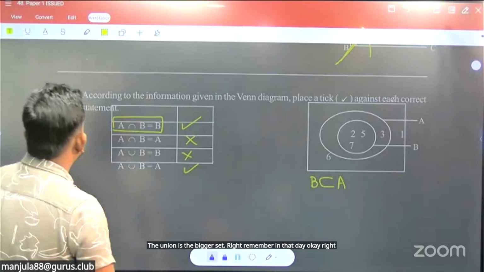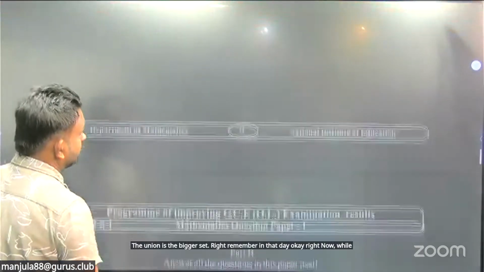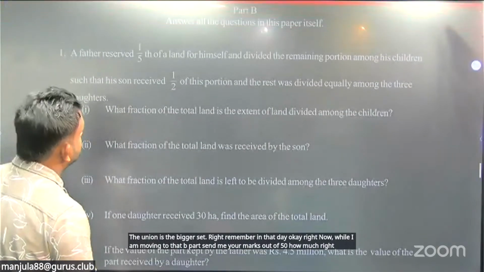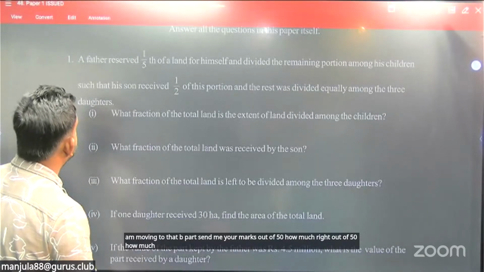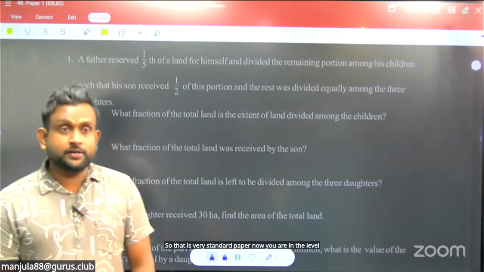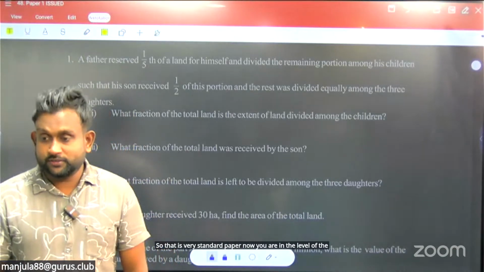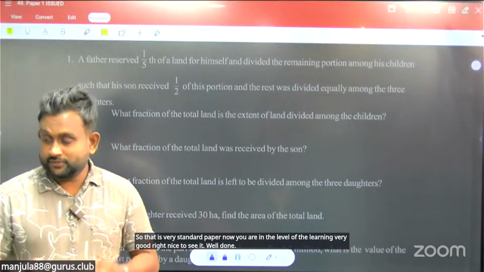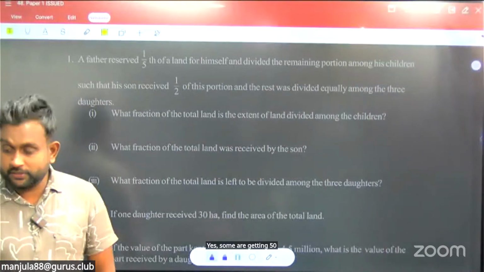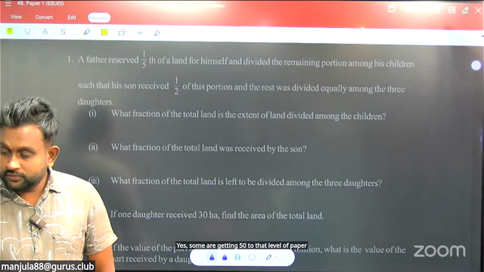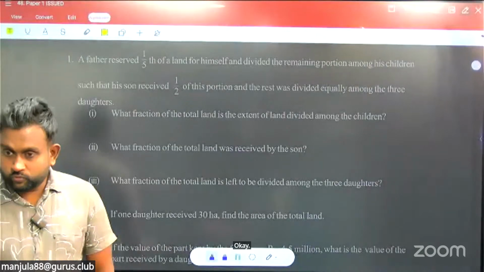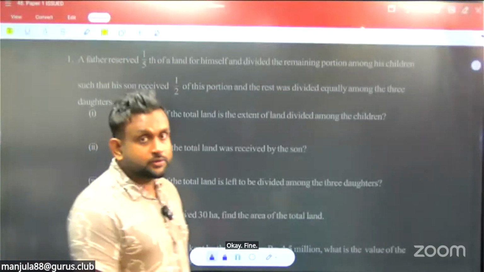Right. While I am moving to that B part, send me your marks out of 50. Out of 50, how much? So that is a very standard paper. Now you are at the level of learning. Very good, nice to see it. Well done. Yes, some are getting 50 on that level of paper. Great achievements.